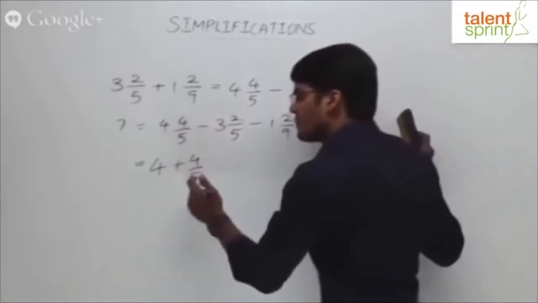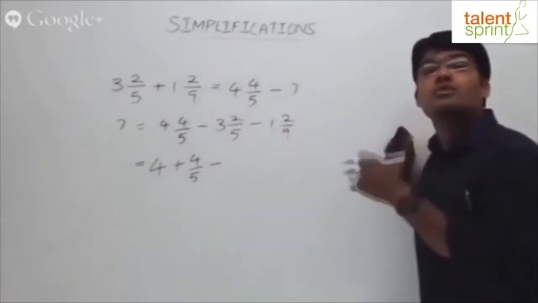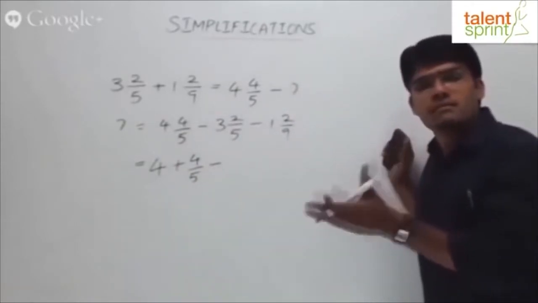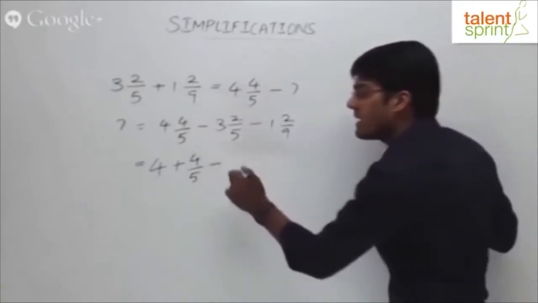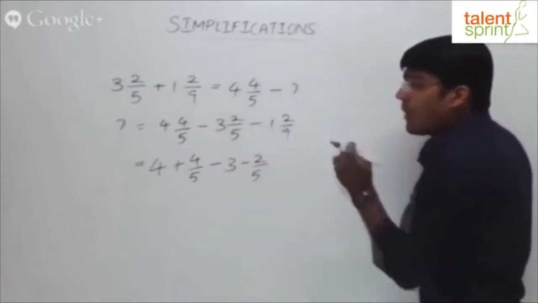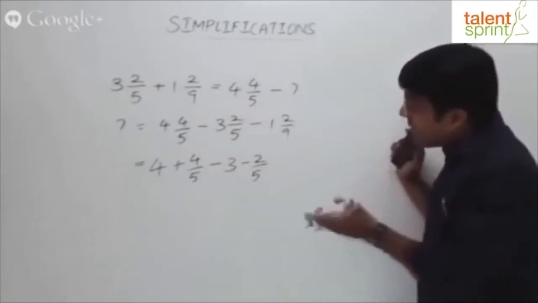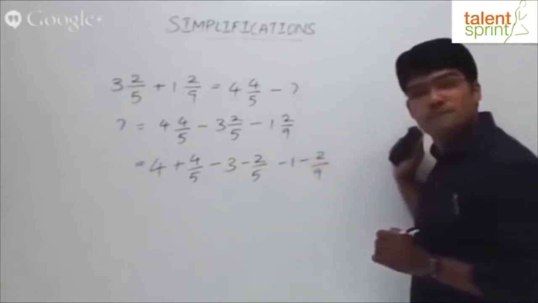So 4 plus 4 by 5 minus of, look at this, 3 2 by 5 will be equal to 3 plus 2 by 5. But when you split it, it becomes minus 3 minus 2 by 5. Negative sign is applicable to both integer as well as the fraction part. So minus 3 minus 2 by 5. And then 1 2 by 9 is 1 plus 2 by 9. Apply negative sign to both of them. Minus 1 minus 2 by 9.